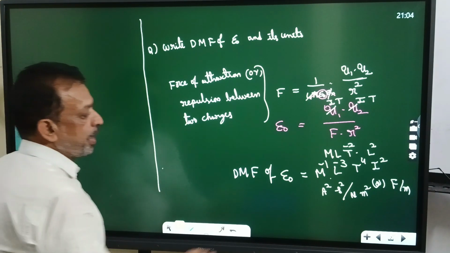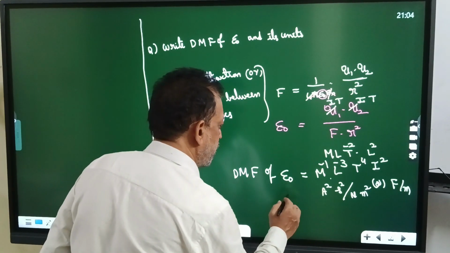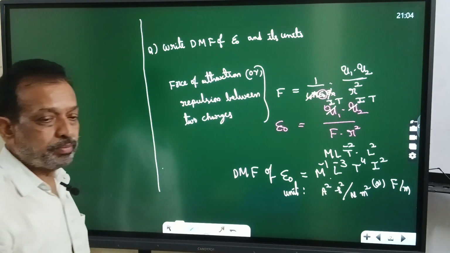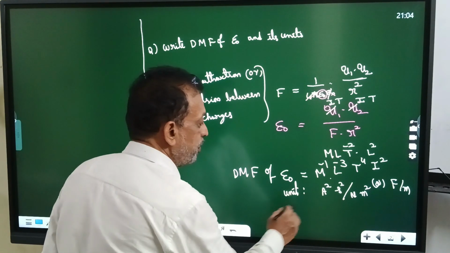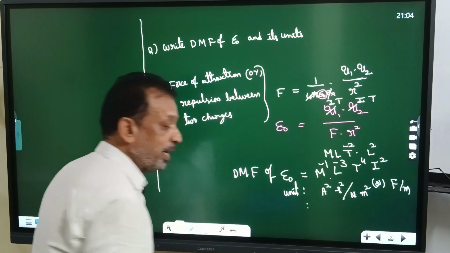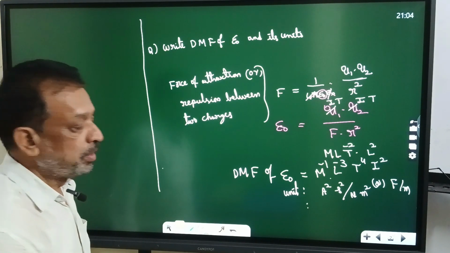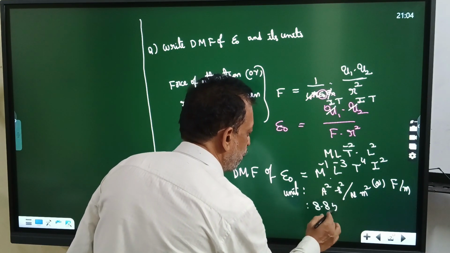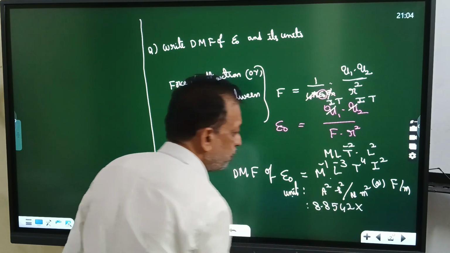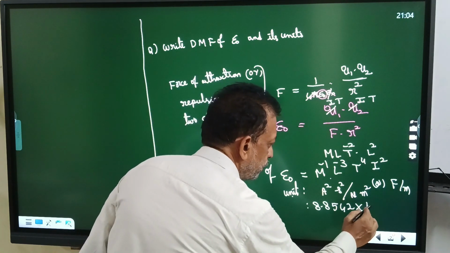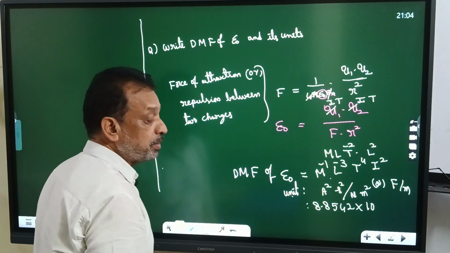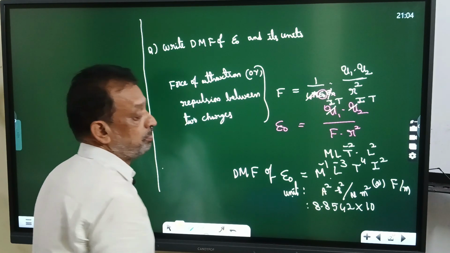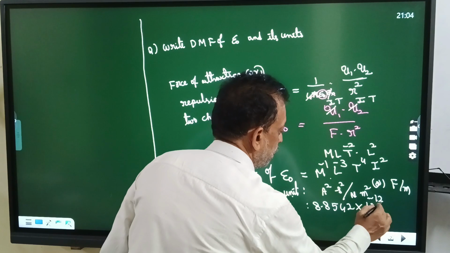This is called the unit. What is the value of epsilon naught? What is the unit of epsilon naught? Can you tell? This is the unit. What is the value of epsilon naught? Gayatri, already given. 8.854 into 10 to the power of? Minus 24? Not minus 24, minus 12, farad per meter.